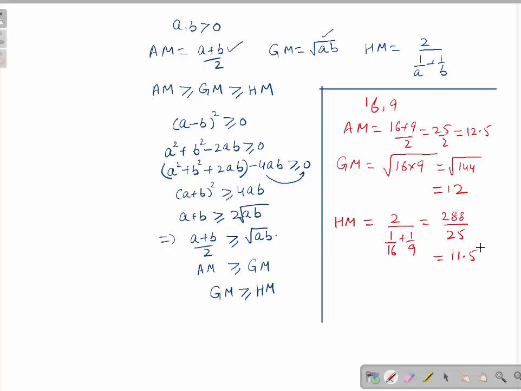So from here you can see that the arithmetic mean of the numbers is greater than the geometric mean, and the geometric mean is greater than their harmonic mean, and equality will hold when the two numbers are the same. That is, if A is equal to B, only then the arithmetic mean will be equal to the geometric mean, and the geometric mean will be equal to their harmonic mean. This is the very basic concept which we will use to find the maximum or minimum values of expressions. Now let us try to apply this rule on the questions.